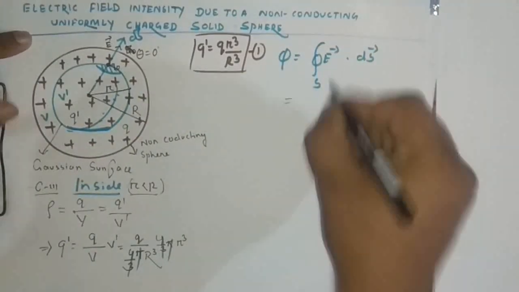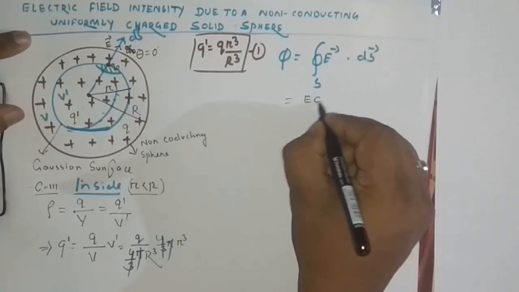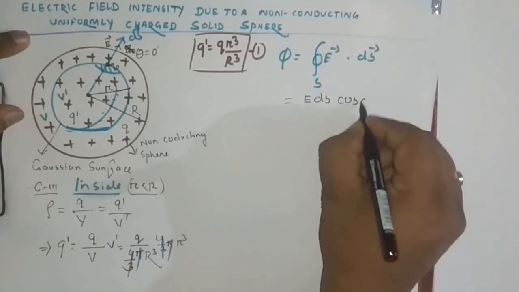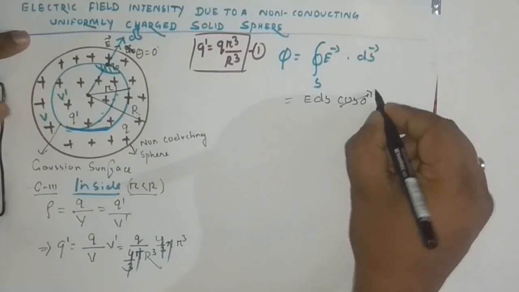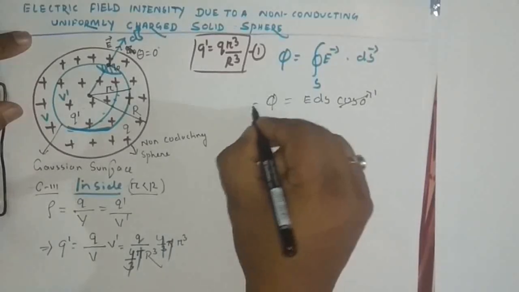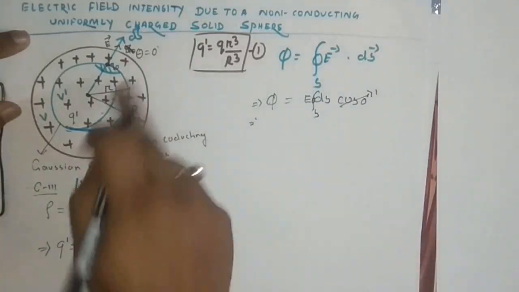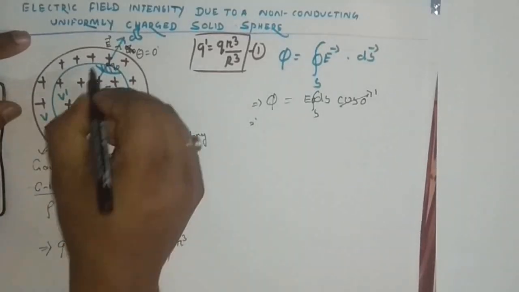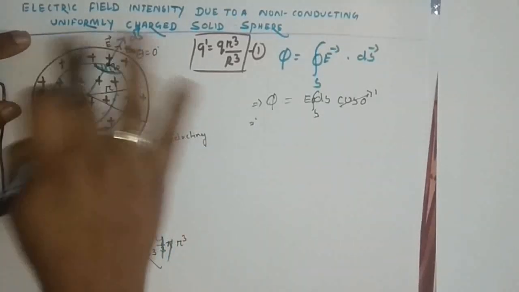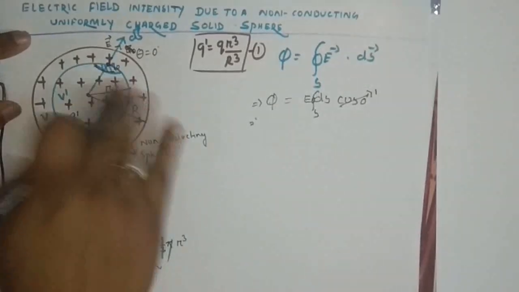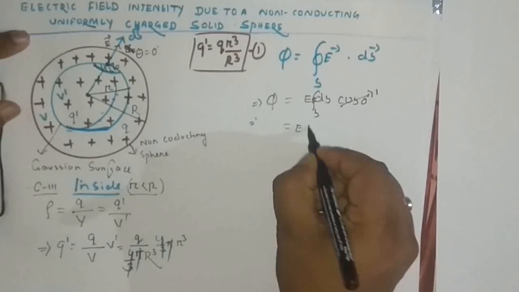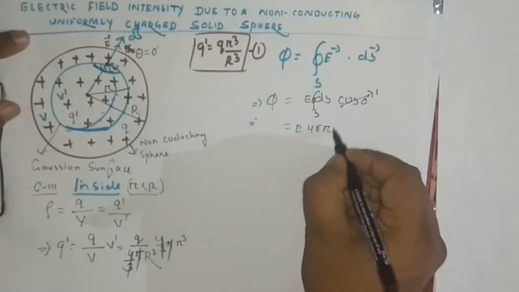Now what is the A dot B formula? E ds cos 0. Cos 0 is 1. So I will get here integration of ds, the surface integral of the Gaussian surface, because this surface I am taking, not the outside. Inside, the Gaussian surface. That is E into 4 pi r square.